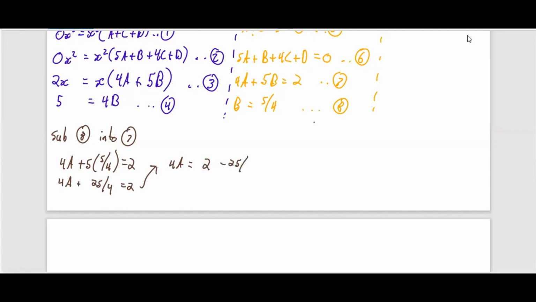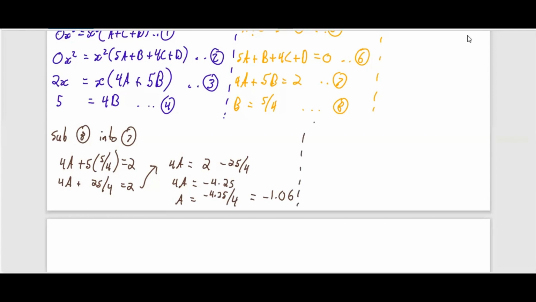subtract 25 on 4. So let's whip out the trusty calculator. So 2 subtract 25 divided by 4. So I end up with 4A equal to minus 4.25. So therefore A will just equal minus 4.25 divided by 4. So you divide that by 4. That'll be equal to negative 1.06. Yeah, so sadly we have decimals, but small thing.